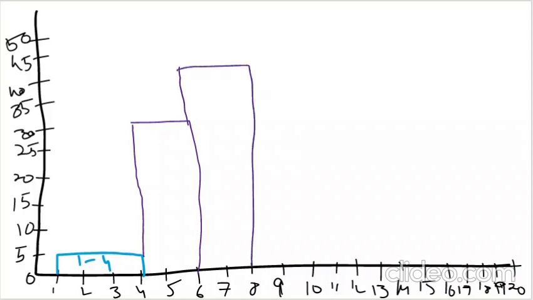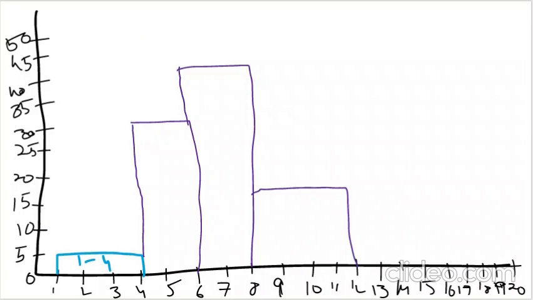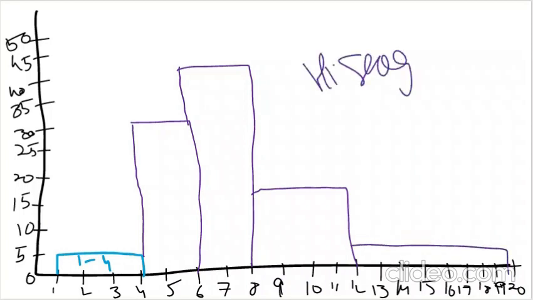Next, 16 and 4. 16 will be somewhere over here, and with width 4 it will go till 12. The last one is 4 and 8. 4 will be below 5, and with width 8 it will go till 20. So this becomes your histogram for the given question.